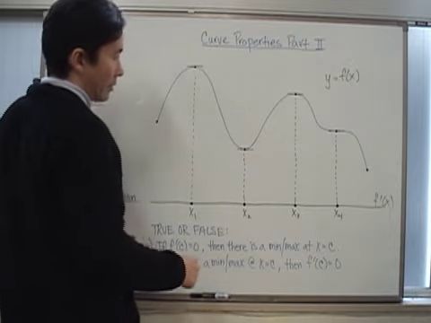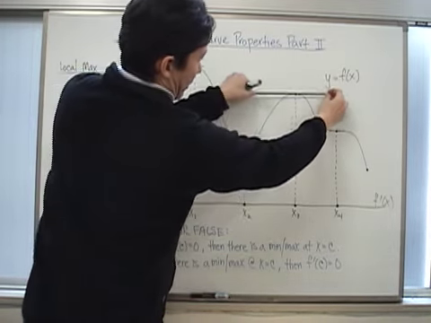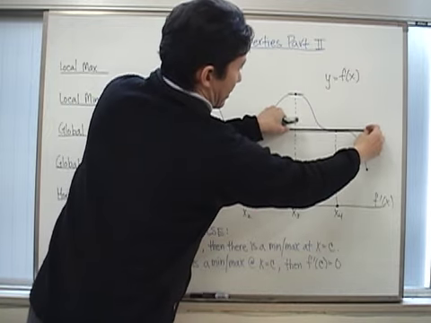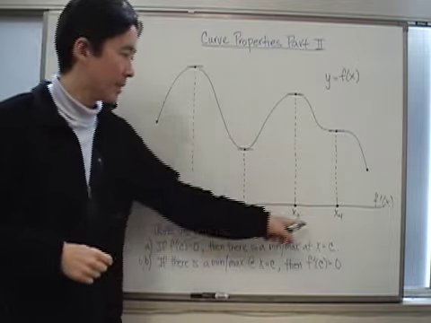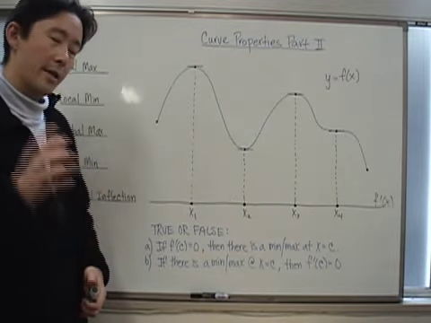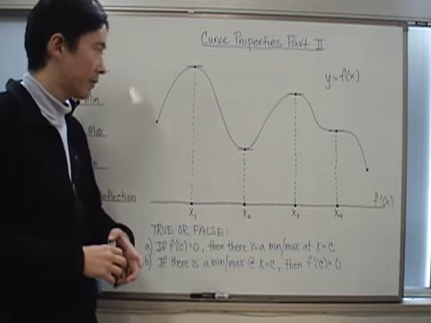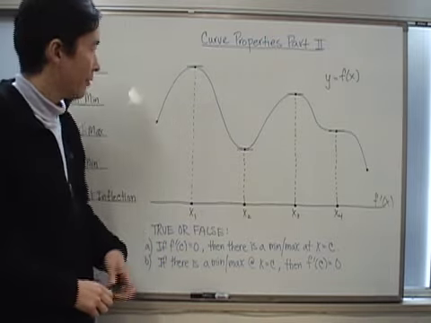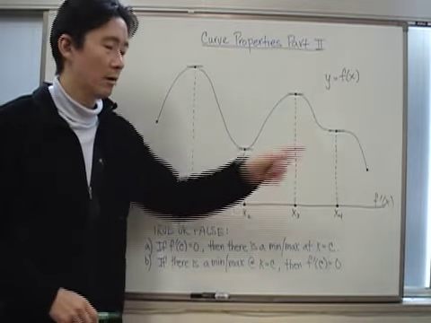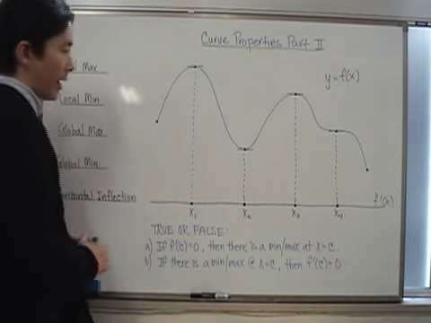There are three other places where that happens. That's right here, right there, and also right there. So notice that we have x sub 1, x sub 2, x sub 3, and x sub 4. At those particular values of x in the domain of the function, the function's first derivative is equal to 0, and therefore all of these points are called stationary points. Okay, let's take a look at what we have now.